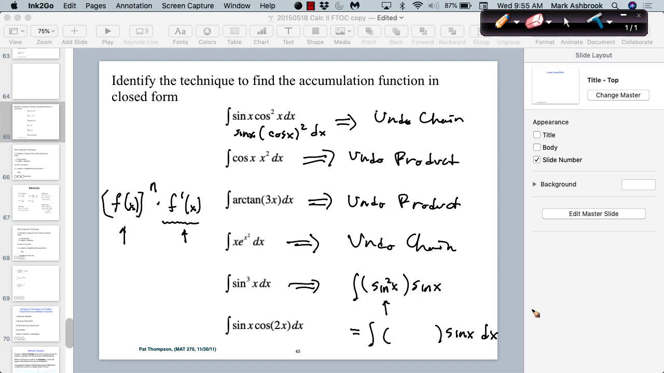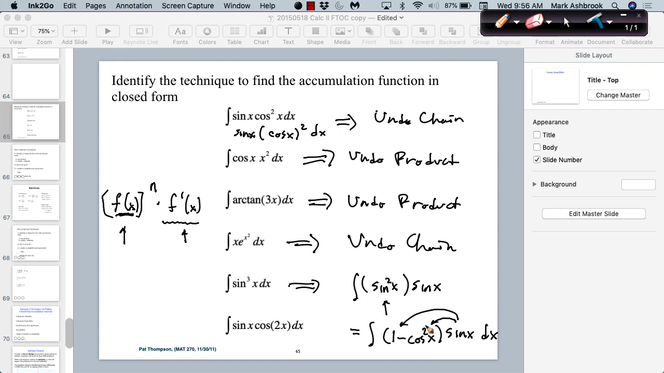So how do I change sine squared into powers of cosine? There's the Pythagorean identity, which says that sine squared equals 1 minus cosine squared. So now, sine x times 1, that's really easy. Sine x times cosine squared, there's the chain rule. In fact, that's the very first one up here. So that's how this works. You're trying to set this up so you have one trig function or sum of trig functions to any power times the derivative of that trig function. That's setting up for the chain rule right there. And then you can undo it.